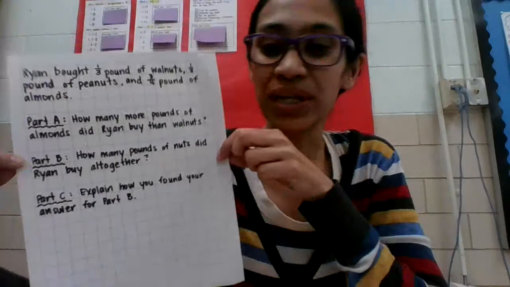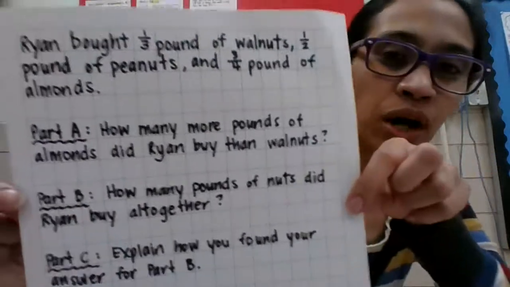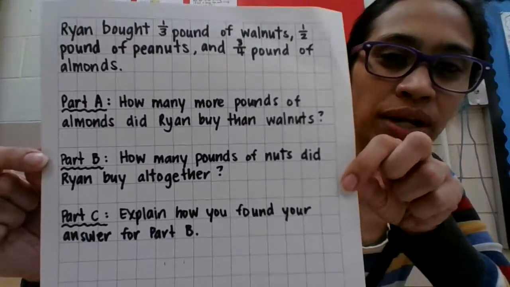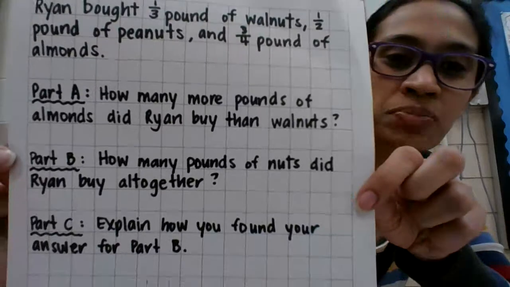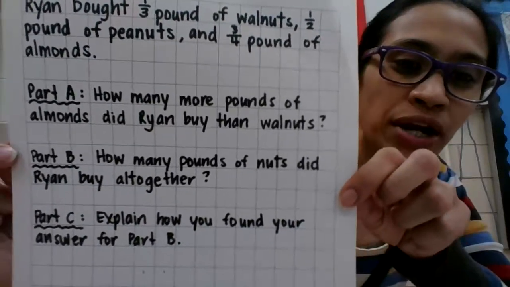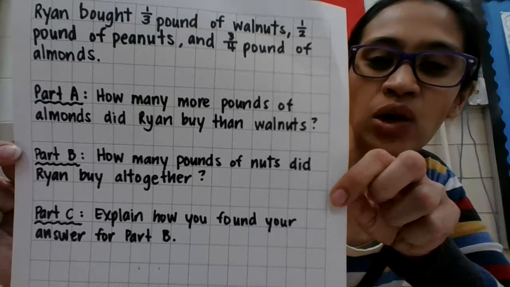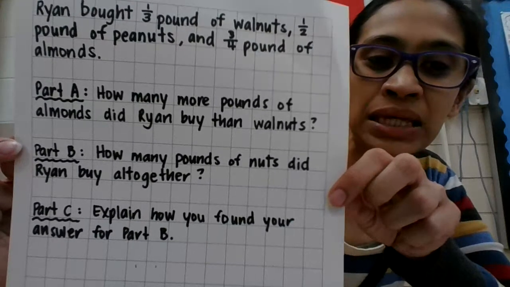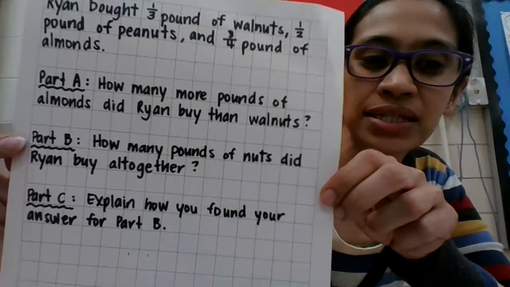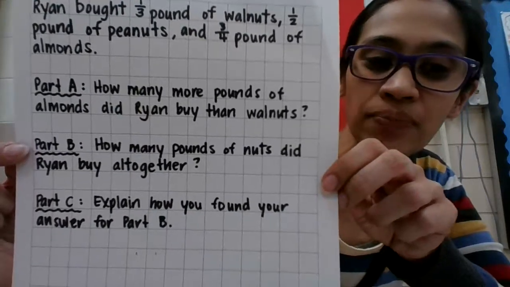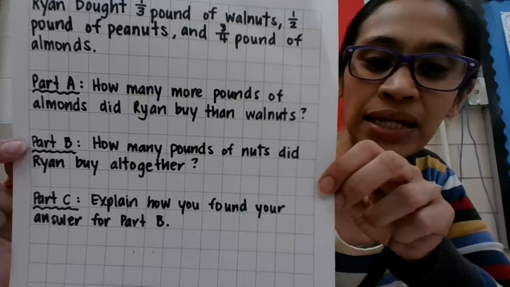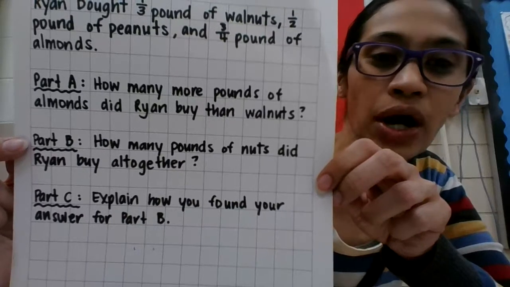Let me read that again. It says Ryan bought 1/3 pound of walnuts, 1/2 pound of peanuts, and 3/4 pound of almonds. Part A, how many more pounds of almonds did Ryan buy than walnuts? Part B, how many pounds of nuts did Ryan buy altogether? And part C, explain how you found your answer for part B.